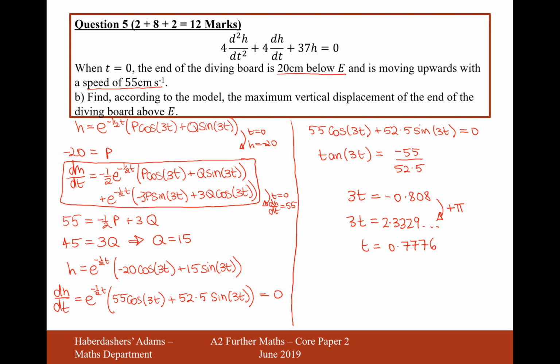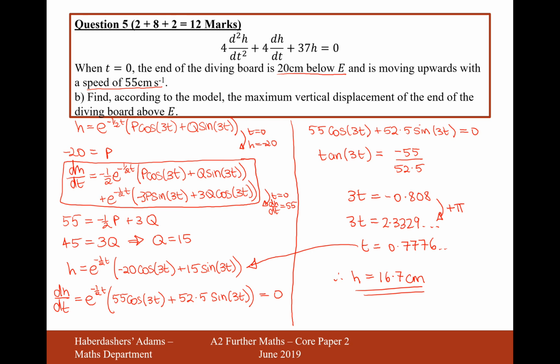So therefore to three significant figures, actually no, so we'll take this value because we want to work out the maximum height displacement, don't we? So what we'll do now is take this value and substitute it into this little equation here. So therefore the height, when you type all of that into your calculator, to three significant figures, you're going to get 16.7 centimetres. So there we are, that's the answer for part B. So we've found the maximum vertical displacement of the end of the diving board above E.